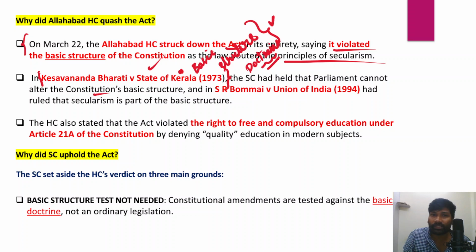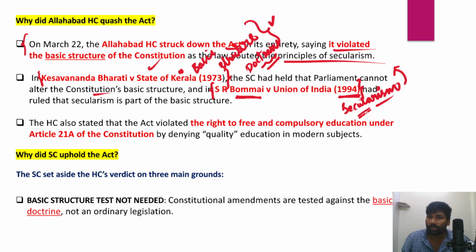And another very, very important judgment is the S.R. Bommai versus Union of India judgment of 1994. In this judgment, the Supreme Court included secularism as part of the basic structure doctrine, right? So secularism is a feature of the basic structure doctrine. Therefore, parliament cannot take away the secular nature of the Indian constitution through a constitutional amendment.